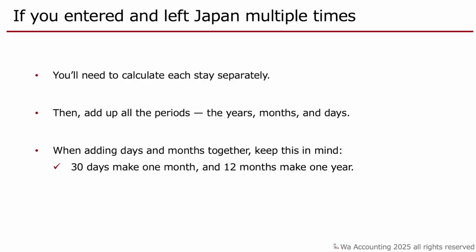When adding days and months together, keep this in mind. 30 days make 1 month, and 12 months make 1 year. The total period you calculate will be used to help determine your residency status for tax purposes.